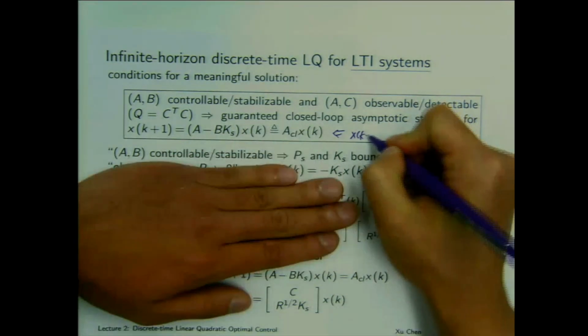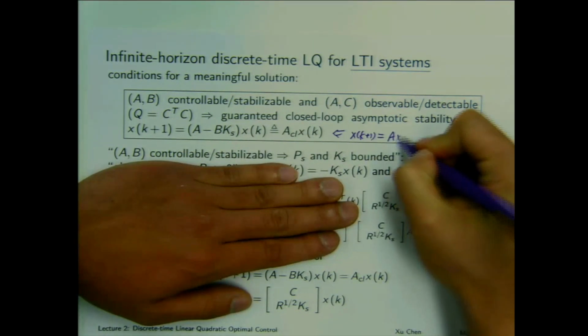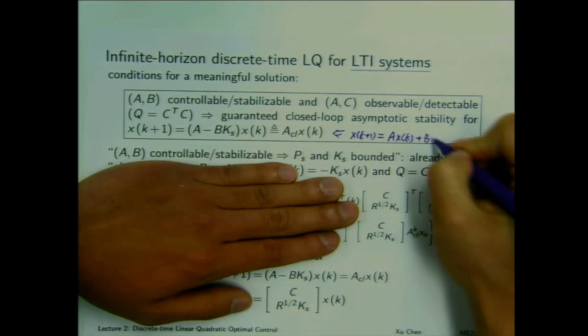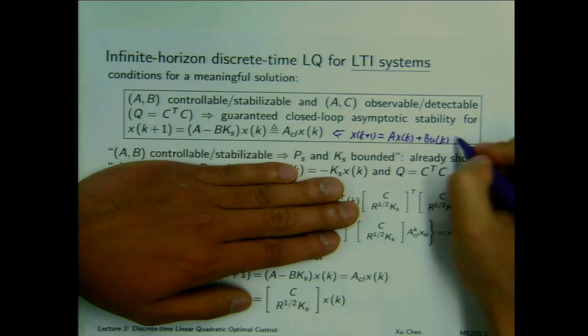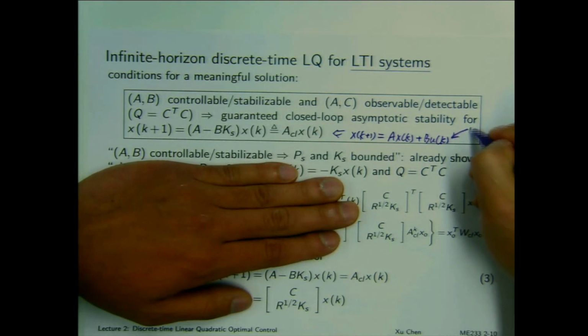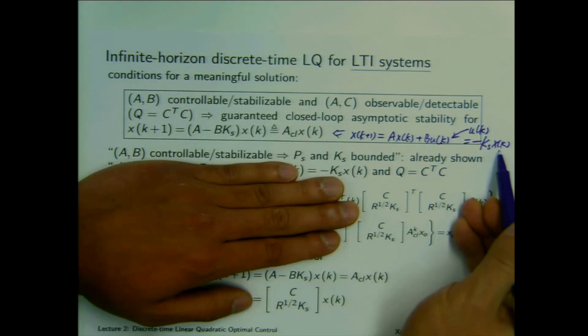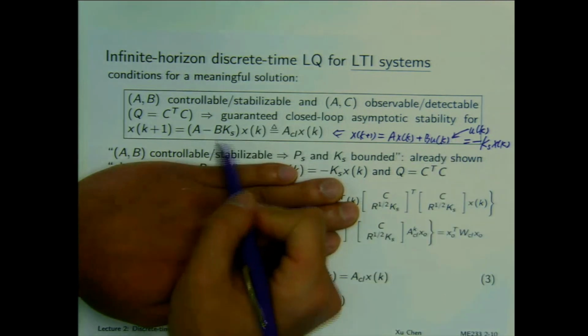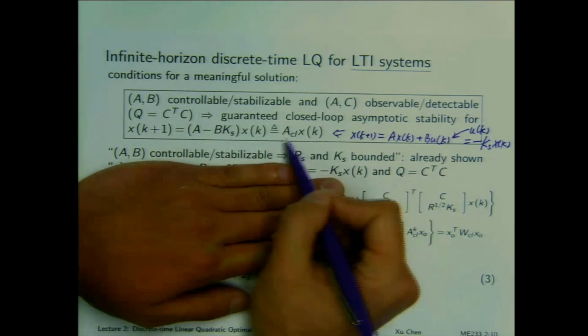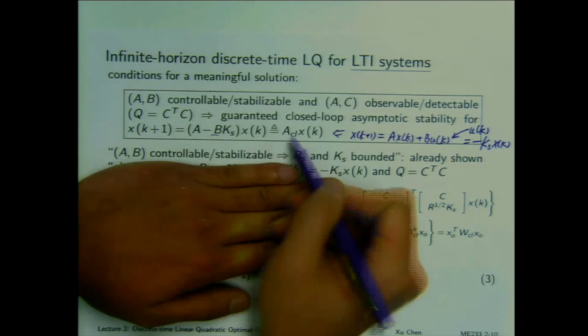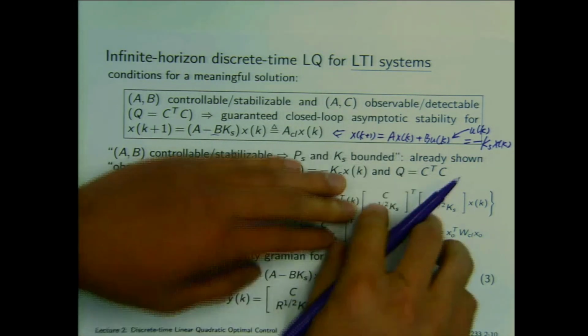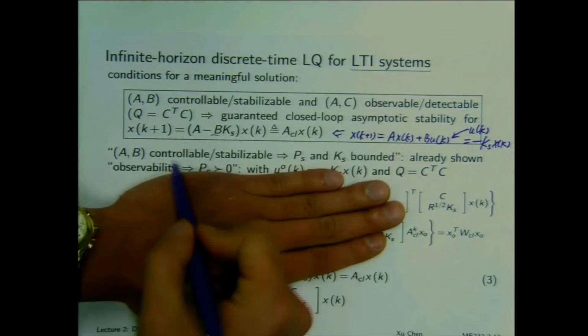This equation comes from this. x_{k+1} comes from A x_k plus B u_k. And then I just substitute in u_k equals negative K x_k. Optimal control law is a state feedback control law. So I just plug it in here, and I get A minus BK. I defined this matrix, A minus BK, as a closed-loop matrix.